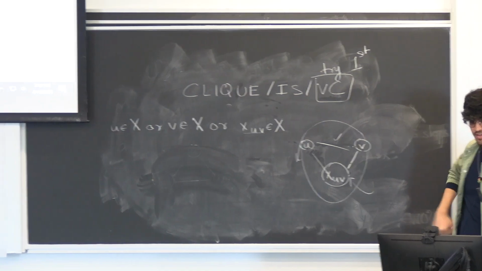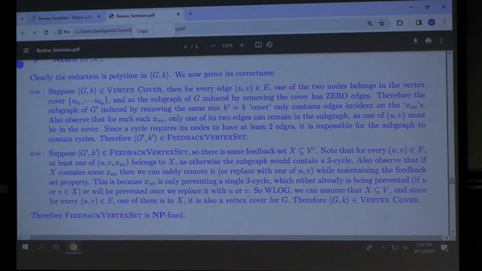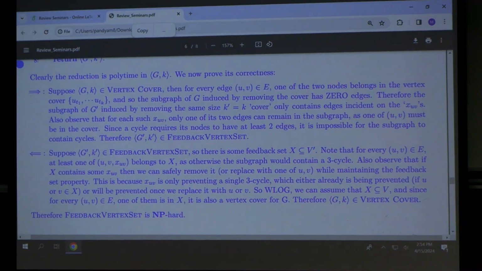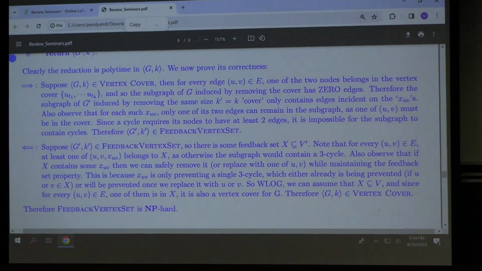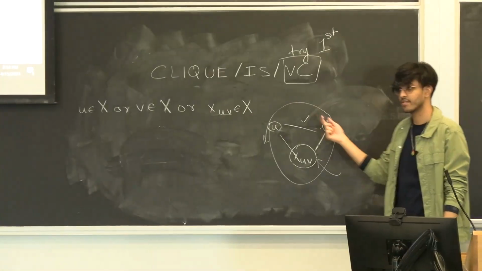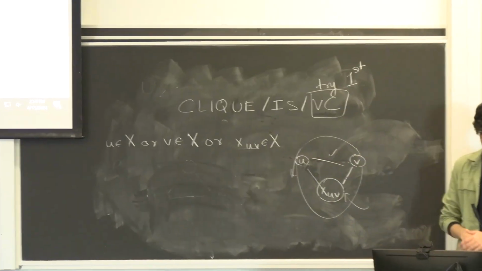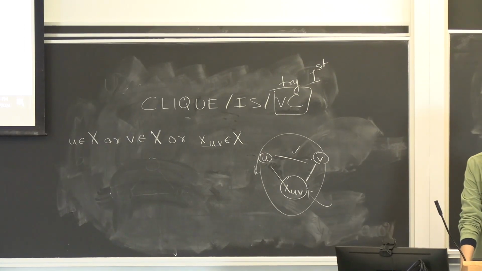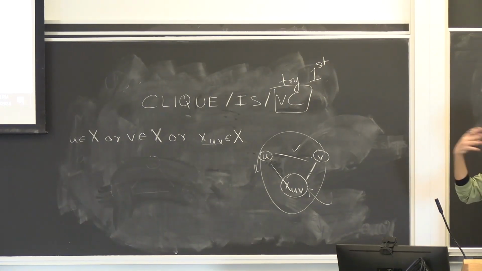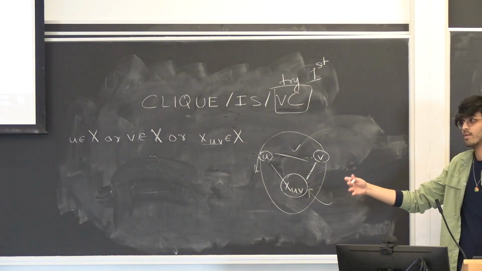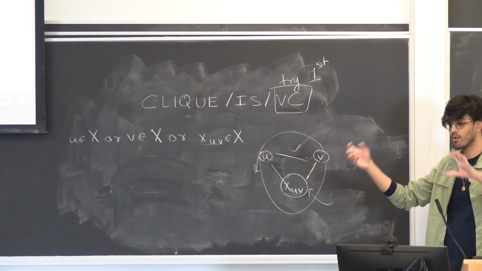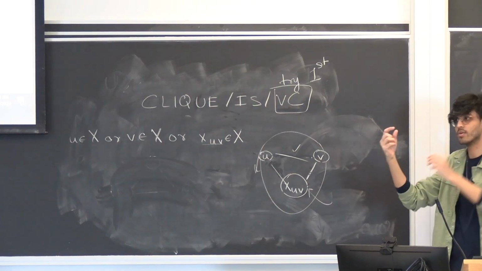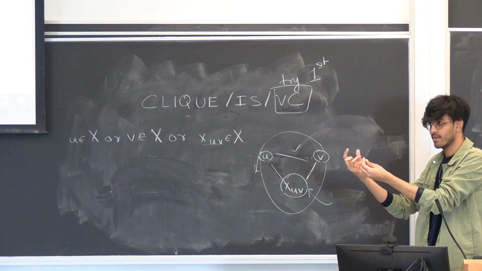Also observe that if X contains some XUV, then you can remove it or replace it with U or V, depending on whether or not U or V exist in X. Because XUV only prevents this 3-cycle, which either is already being prevented if U or V is already in X, or, if not, can be substituted with one of the two, right? So without loss of generality, if there exists a feedback set, there exists a feedback set with just nodes that belong to the original graph and don't contain these XUVs, right?